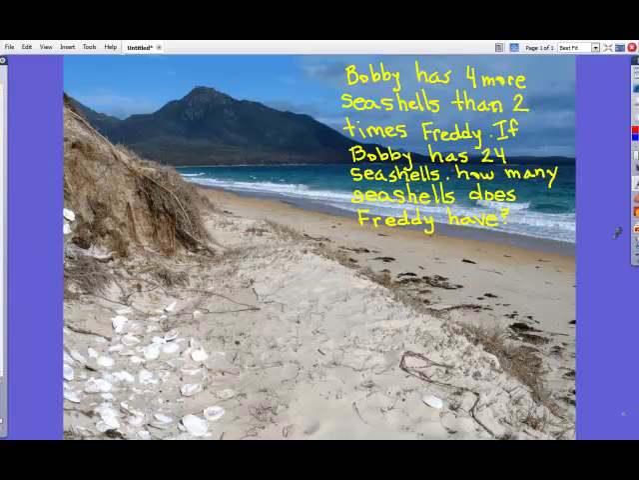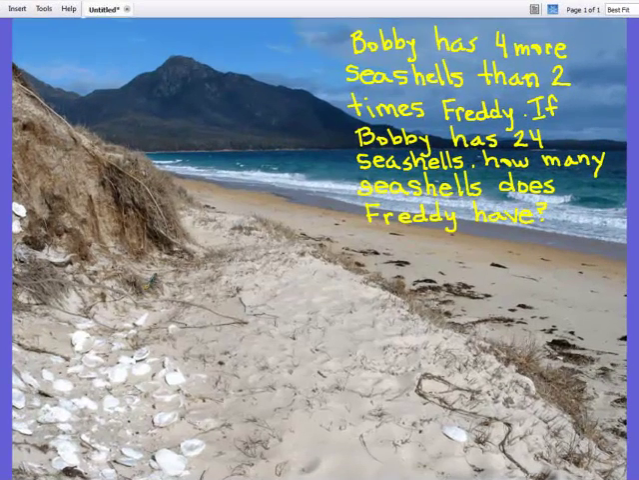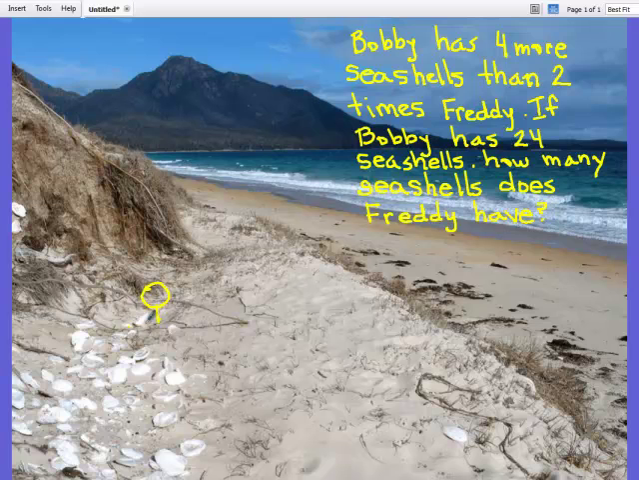So we have two people that we're talking about. We have someone named Freddie, and I'll just go ahead and draw a little picture of Freddie. I'll put an F to represent Freddie. And I have another boy here whose name is Bobby, and I'll draw myself a little picture of Bobby. And so we have two people, and they love to collect seashells. And living in San Diego, I think we can kind of relate. So Bobby has 4 more seashells than 2 times Freddie.